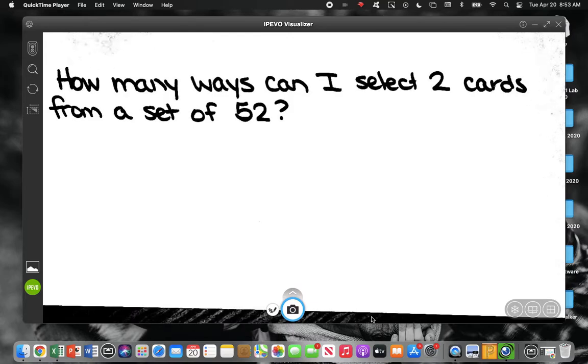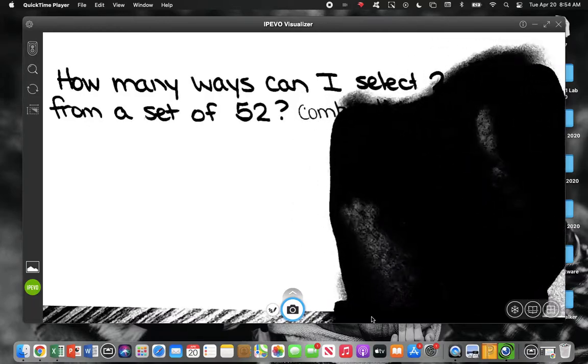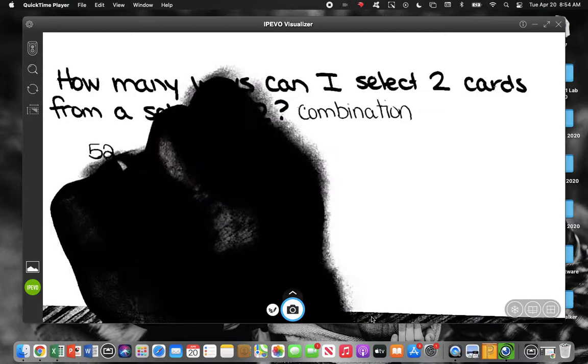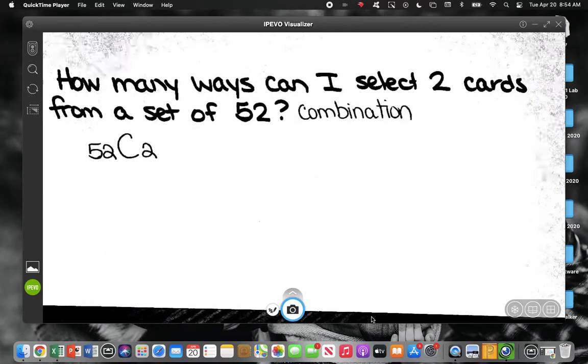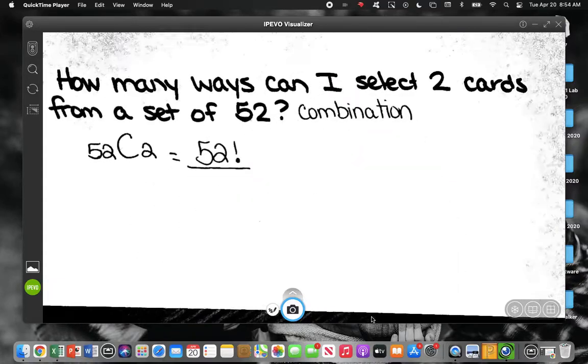All right, so Kobe seems to think the order doesn't matter on this one. What do you guys think? Well, if I set out 52 cards and I say pick 2, no, order doesn't matter. So this is a combination. All right, so you should be doing 52 and a combination, and we're picking 2. In a combination, 52 factorial goes on top no matter what. The total's always on top.